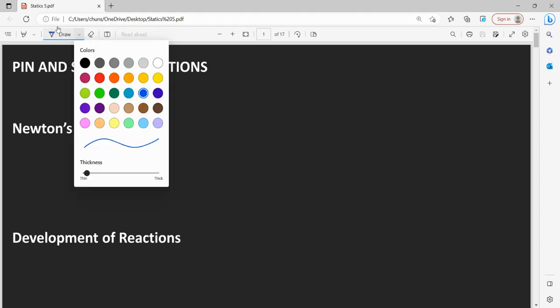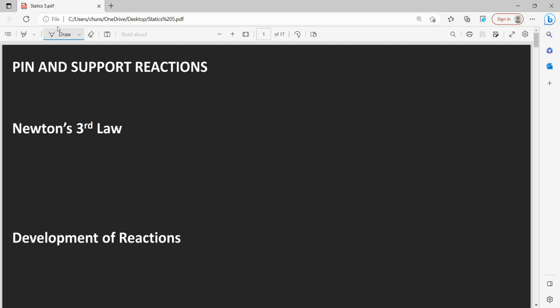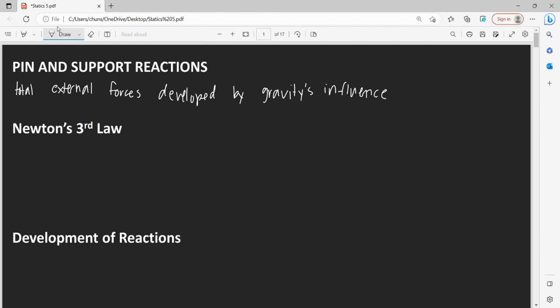So, what is a pin and support reaction? This is the total external forces that are developed by gravity's influence and rigid body geometry.